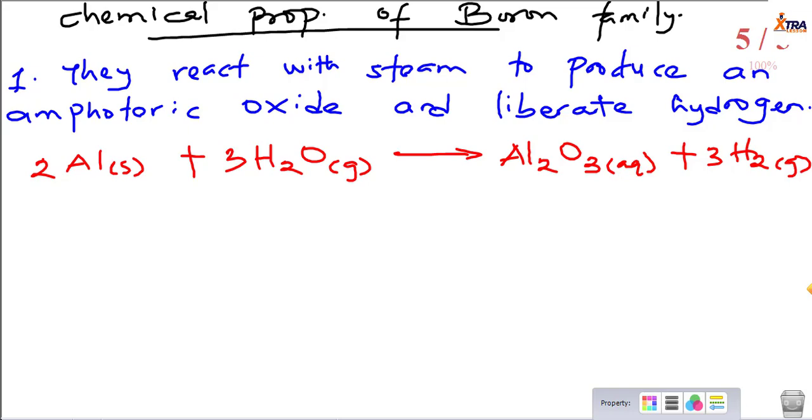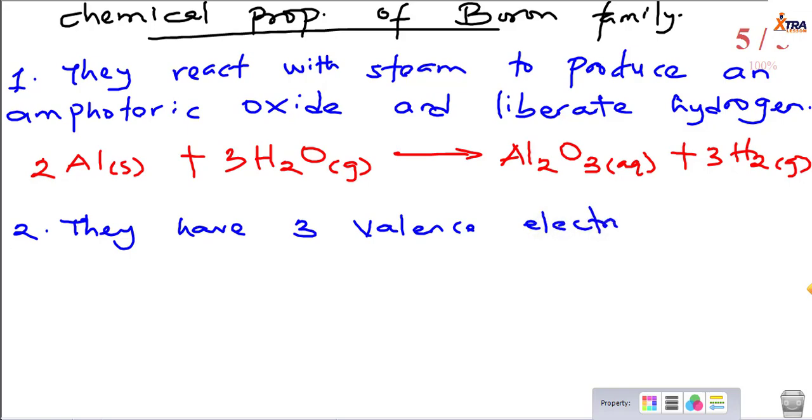What other chemical properties do they have? They have 3 valence electrons. That's why they are put in group 3. So aluminum has 3 valence electrons.